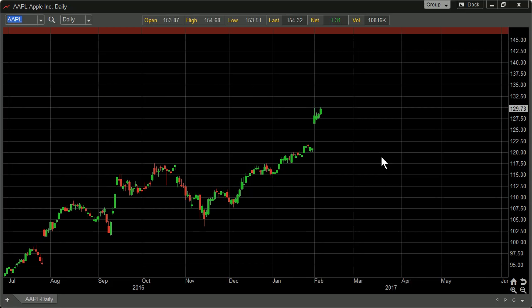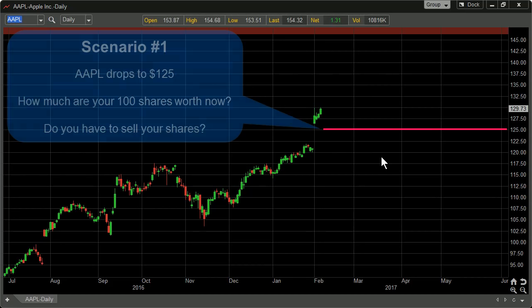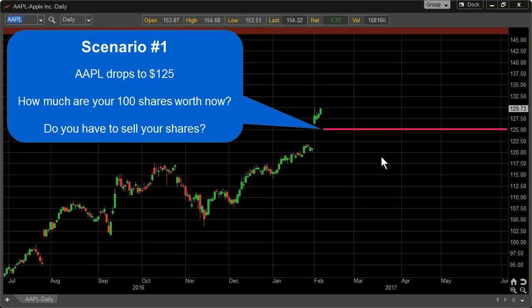So let's look at a couple of different scenarios here. Let's say we purchase that stock at $130 per share and Apple drops to $125 per share. Well, how much are your 100 shares worth now? Well, we lost $5 on 100 shares. That's $500. So the answer would be that our shares are now worth $12,500. Would I have to sell my shares of stock just because it went down? Well, no, I can continue to hang on to it. It's not a problem. I'm not forced. I have no obligations to sell my shares.